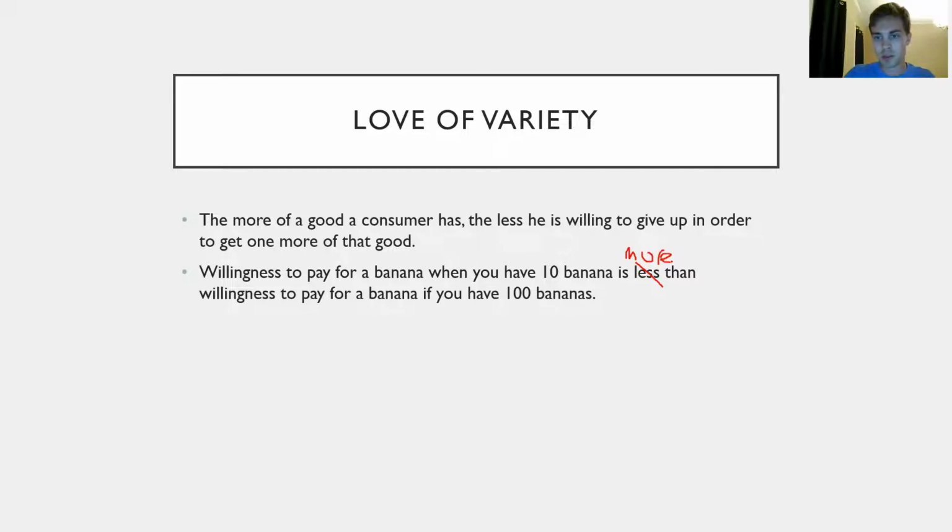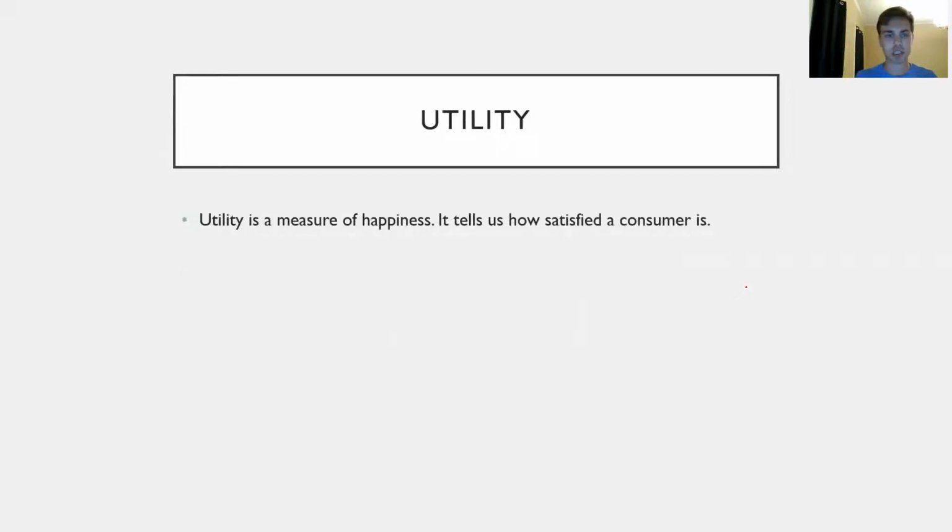Right. So in other words, if you have less of a good, you're willing to give up more to get an additional unit of that good than you would be if you had more of that good in total. Right. So if you have an overwhelming amount of bananas, you're not going to be really willing to pay much to get an extra banana. Whereas if you have very few bananas and you want more bananas, you'll be willing to pay a little more to get an extra banana. Okay, so those are our assumptions.